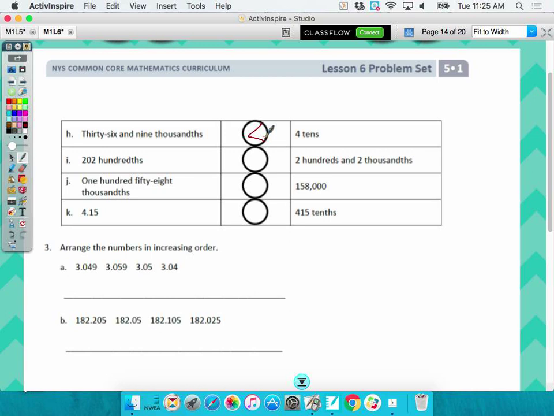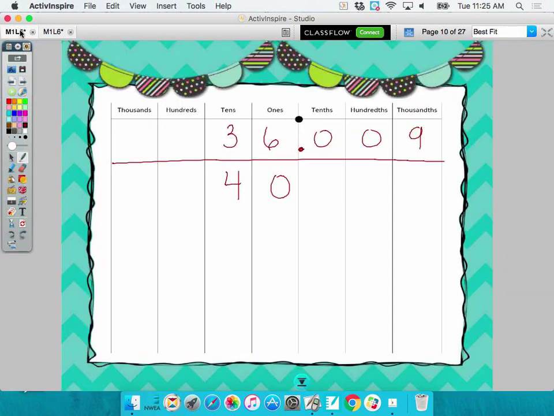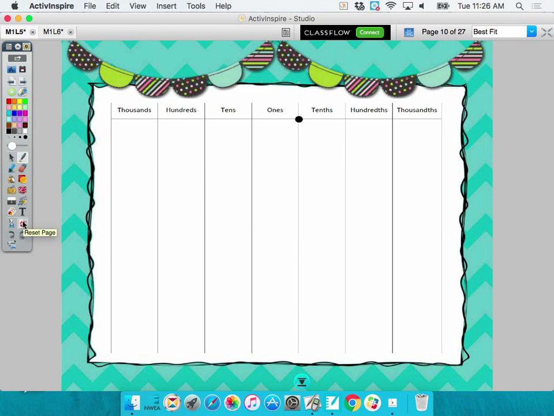Okay, place value chart for I. So the first one is 202 thousandths, correct? Is that unit form? So how do I know where to write each number? Oh, it's 202 hundredths. So where did I put the last 2, Aubrey? 200s. The hundreds. Ooh, they almost got me. You're not going to let them get you.